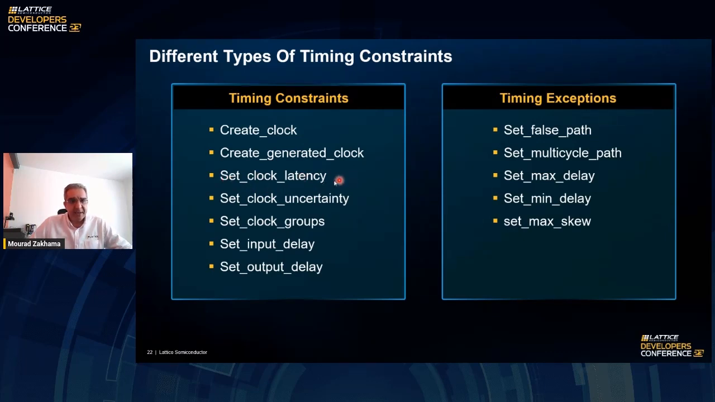Clock latency, just defining the different latency, and clock uncertainty could also be defined in the timing constraint, just to give more information about the clock.